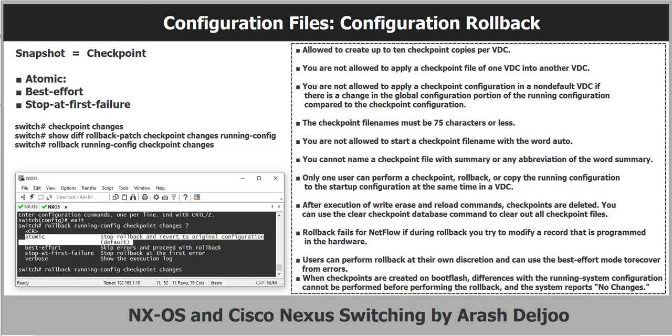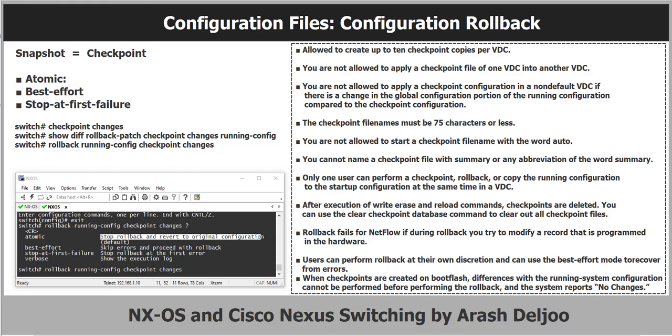About the atomic, this is the default, as you can see. It implements the rollback only if no errors occur. If no error occurs, you can use this option. It means that if you don't specify, atomic is the default. About the best effort, it implements a rollback and skips any errors. And about the stop at first failure, it implements a rollback that stops if an error occurs.